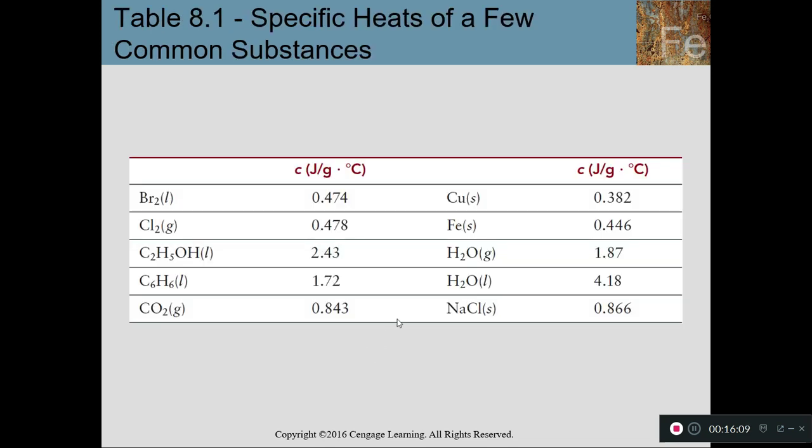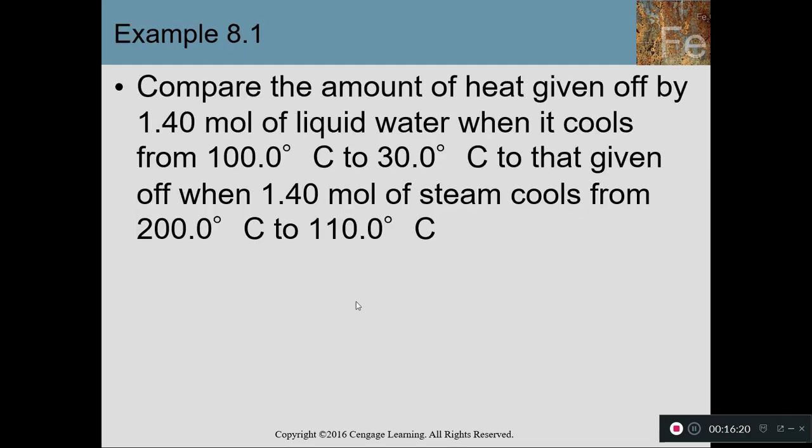Here's some different substances showing you the different specific heats. Like I said, they're all over the place. You'd have to be given them, except for the one, water's specific heat. Water's liquid specific heat, 4.184, is a number that you should memorize. So let's see how you would use this.